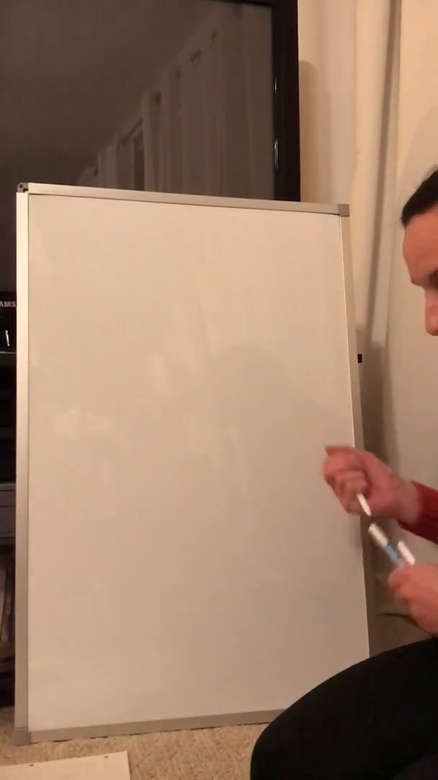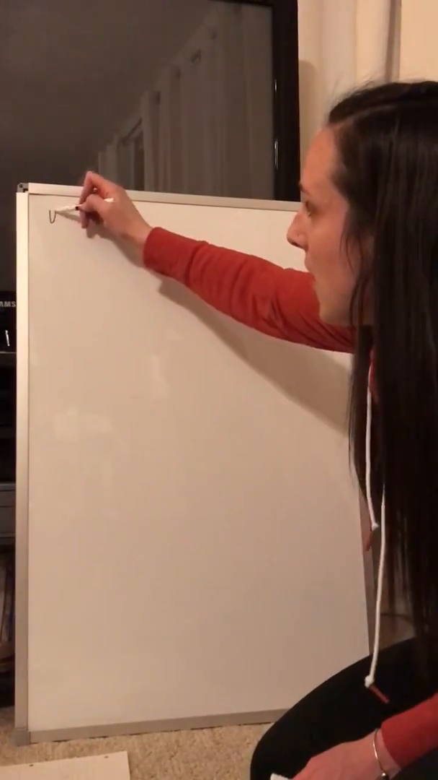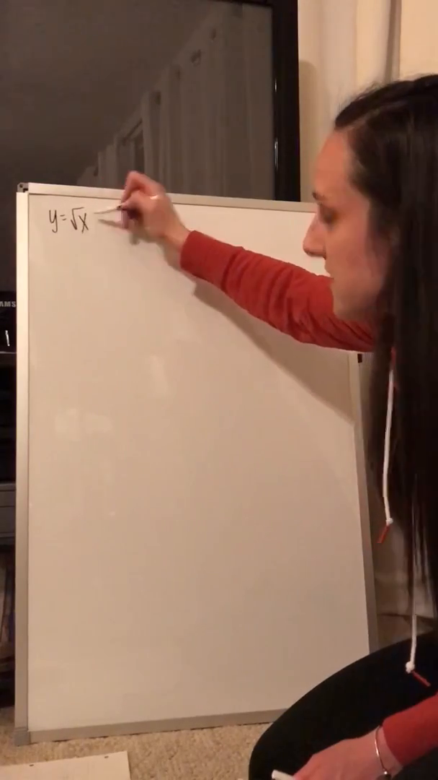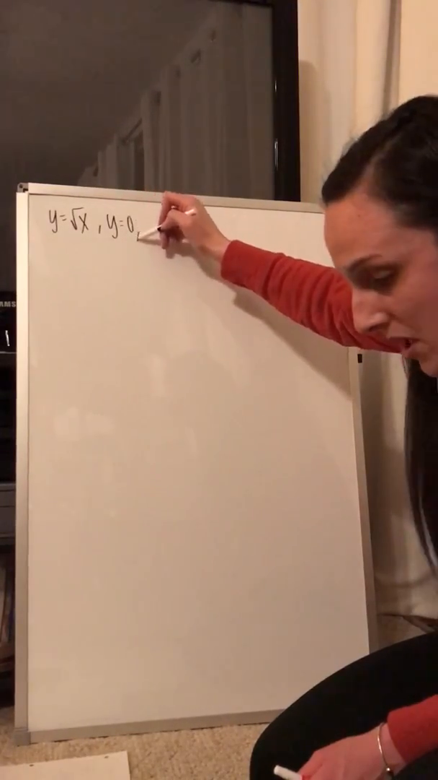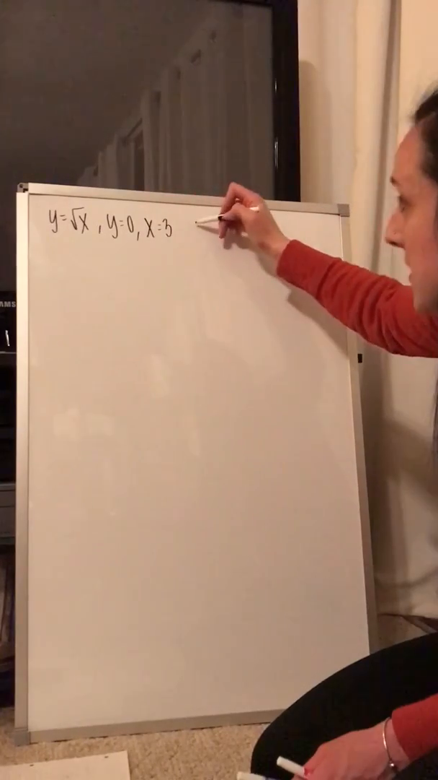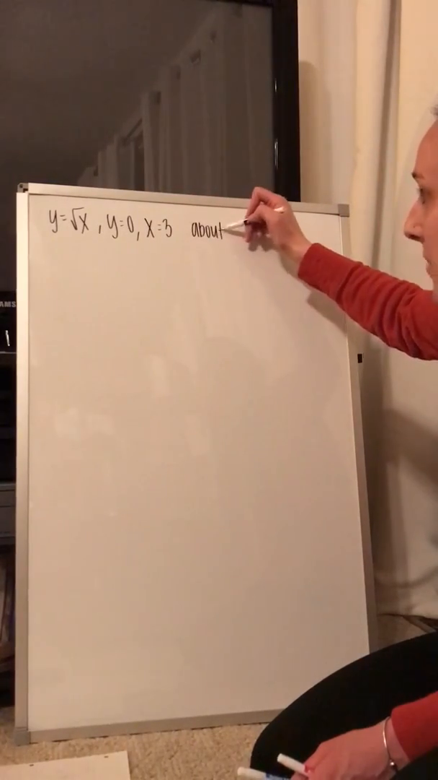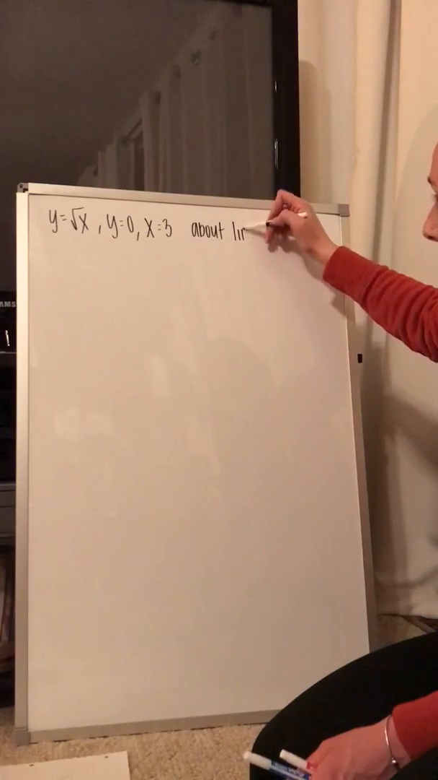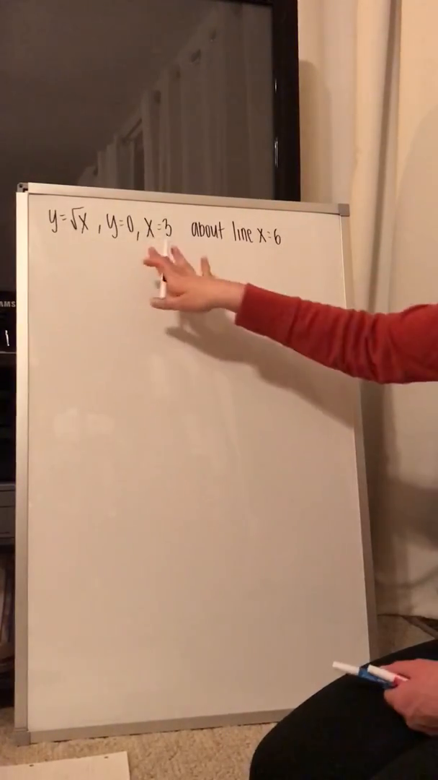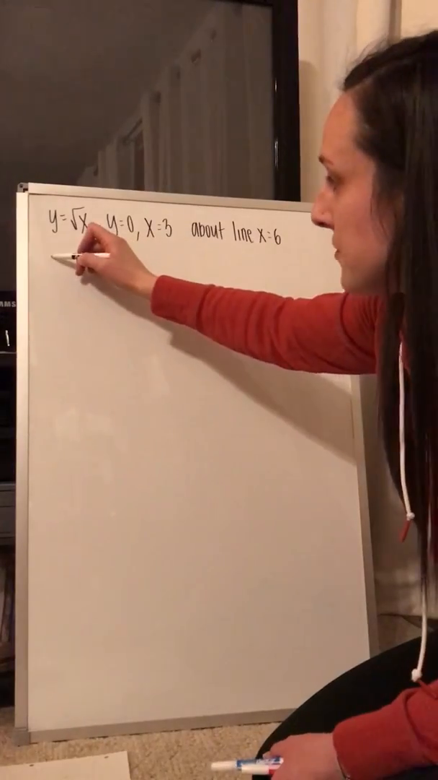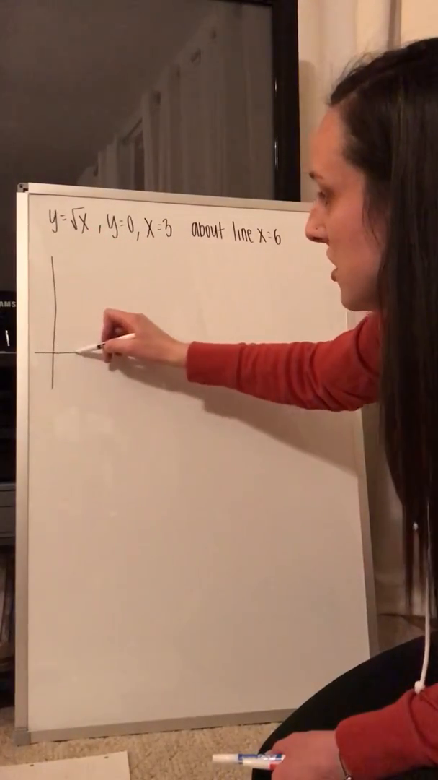All right, so our last example is going to be to take y is equal to the square root of x, and we're going to bound that by the lines y is equal to 0 and x is equal to 3. And we are going to rotate that about the line x is equal to 6. All right, so everything's in terms of things that I can graph, so I'm not going to need to do any manipulation here.